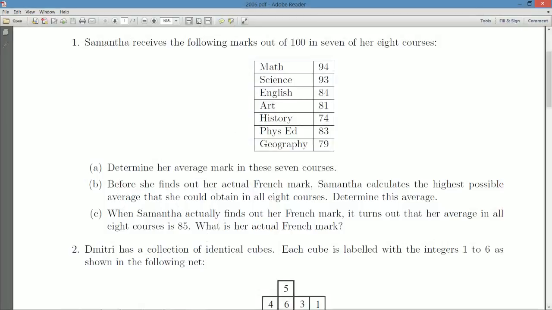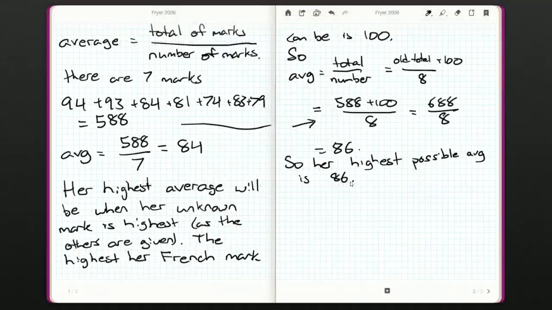When Samantha actually finds out her French mark, it turns out that her average in all 8 courses is 85. What is her actual French mark? Okay, so we don't know what the French mark is, but we're probably going to need to manipulate it in some equations in order to determine what its value is. So we use some algebra. We give it a dummy name, French mark, we'll call it capital F, and we'll plug it into an average formula. We know the average is going to be 85, so we should be able to rearrange and solve for her French mark.